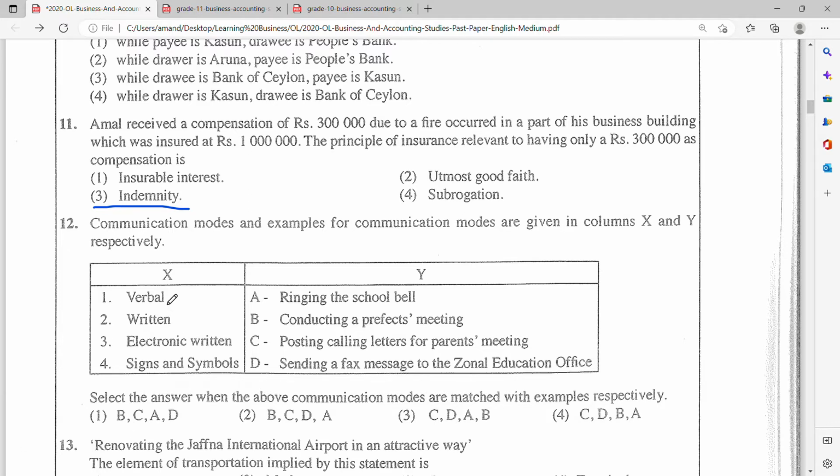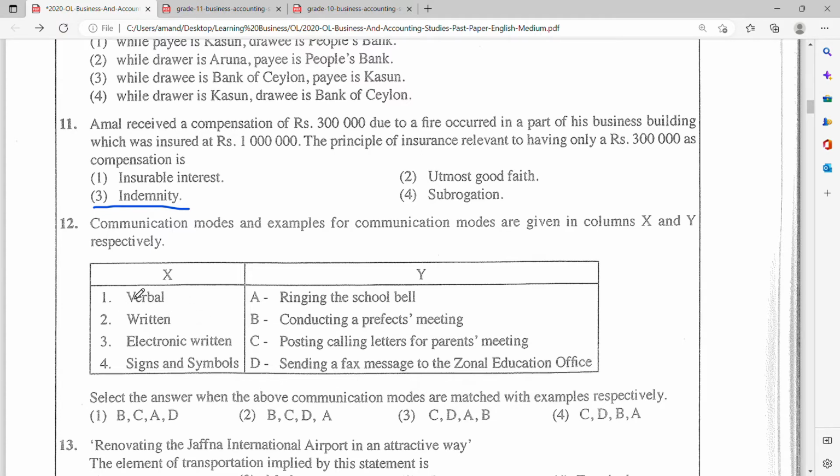Communication modes and examples for communication modes are given in columns X and Y respectively. So here you have verbal, written, electronic written, signs and symbols, and then there are examples in the Y column. Select the answer when the above communication modes are matched with the examples respectively. So you need to tell the correct order of the examples.